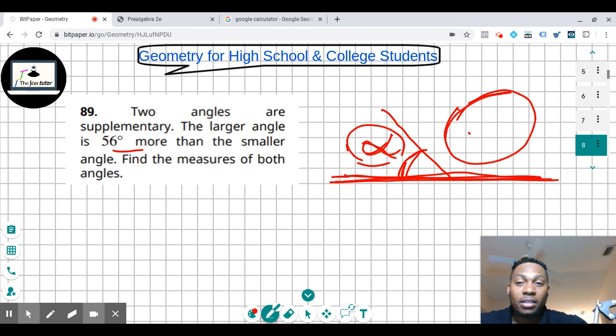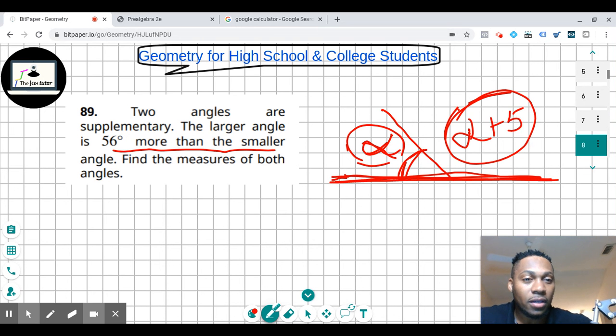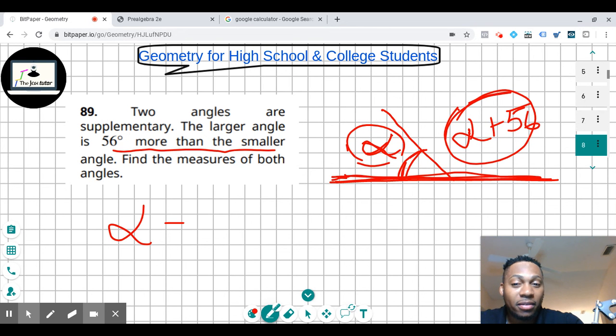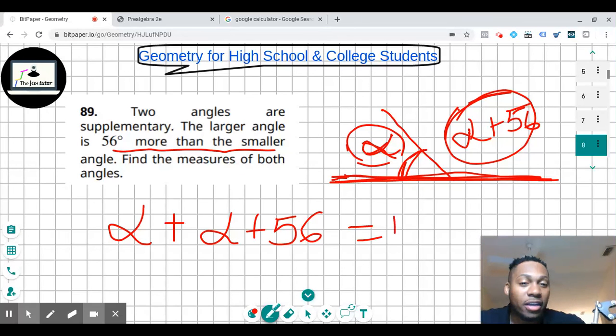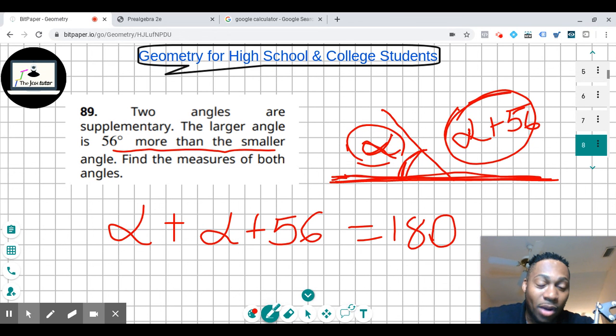They say it's 56 more than the smaller one. So this is the smaller one, and we're going to call this one the smaller one plus 56. Does that make sense? If they said 56 less, it would be the smaller one minus 56. So now let's proceed with what we know. Because they are supplementary angles, alpha plus alpha plus 56 is equal to 180. You're almost done with this problem at this point.